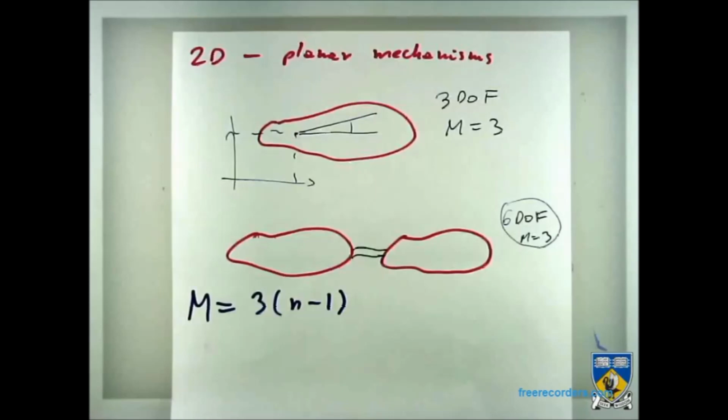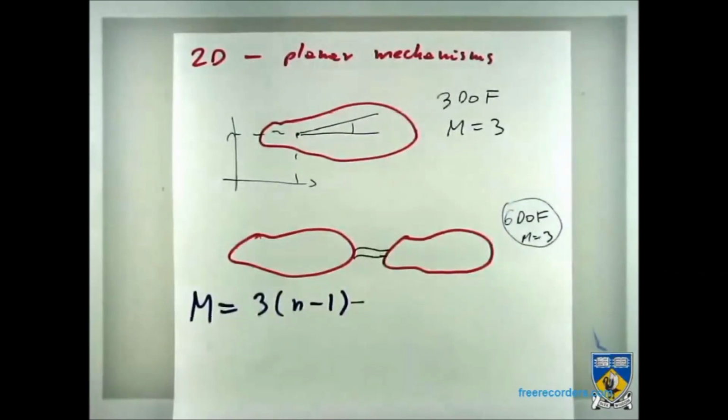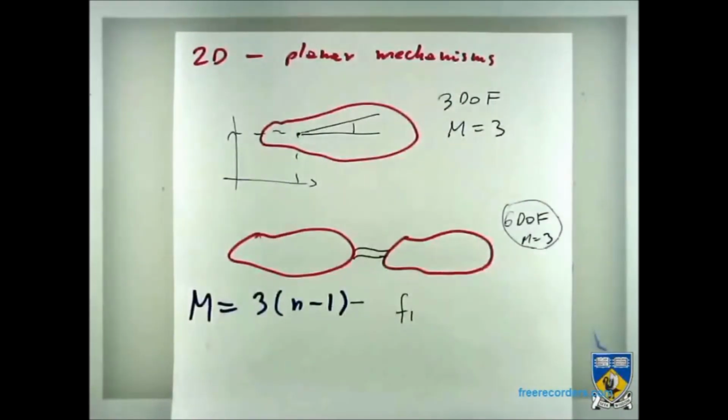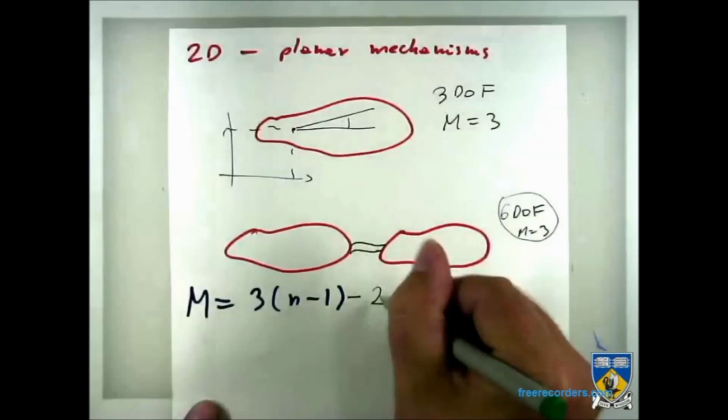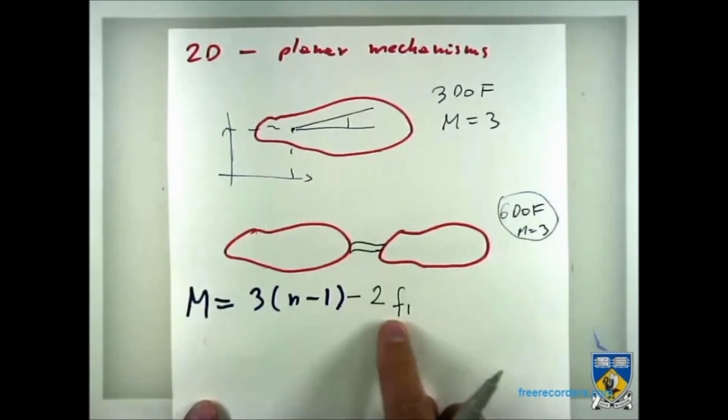Okay? And then we subtract degrees of freedom by putting in joints, right? So let us call by F1 single degree of freedom joints. Okay? So like revolutes or prisms or helical. Okay? Actually in 2D it's only revolutes and prisms. So each of these joints will subtract 2 degrees of freedom, right? So F1 will be the number of single degree of freedom kinematic pairs in the mechanism, and they will subtract 2 degrees of freedom each.